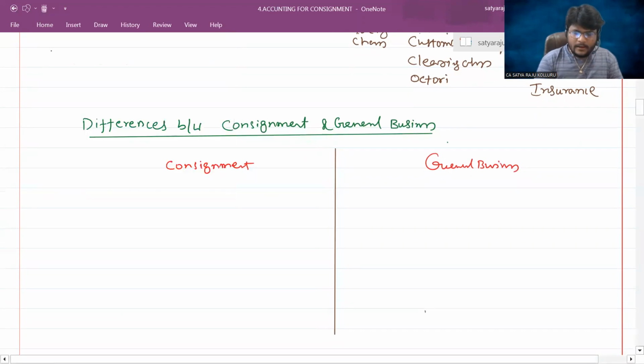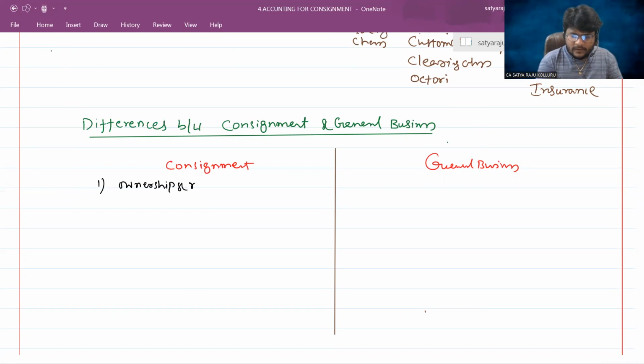Okay. Tell me guys, in case of consignment, risks and rewards, that is ownership and risk, lying with whom? Consignor only. Here ownership and risk lying with whom guys? Buyer. After selling of the goods, the ownership and risk transfer to buyer.